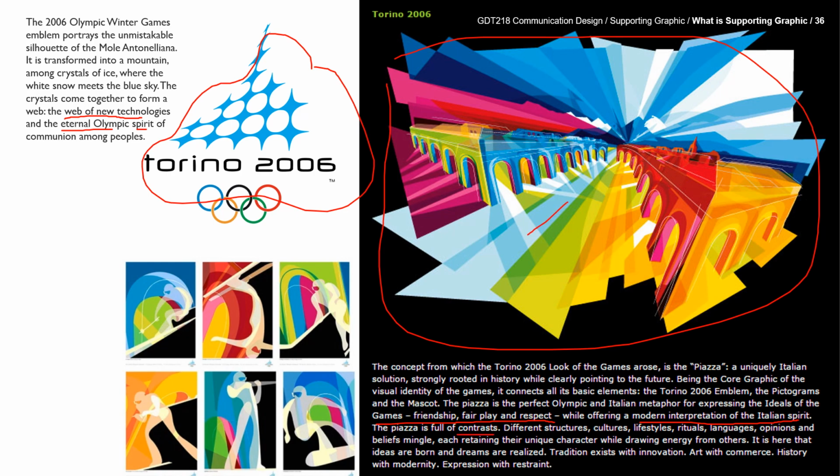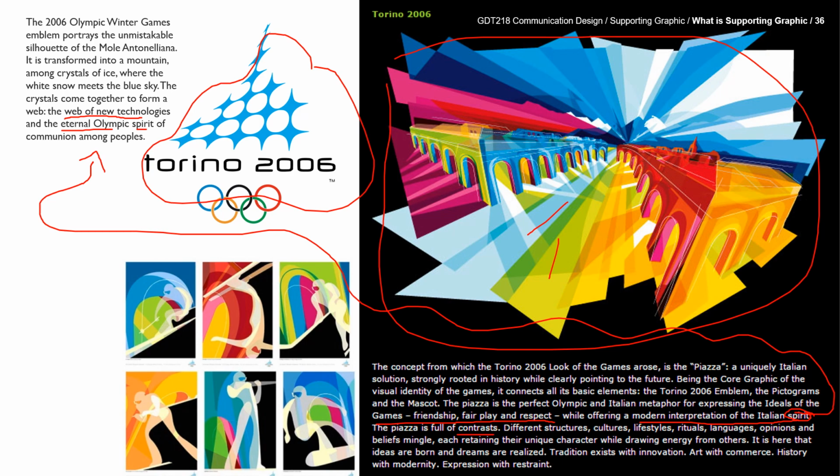Okay, we can see the blue, green, yellow, magenta, even cyan colors here, and the different structure, culture, lifestyle, ritual, language, opinion and belief mingle, each retaining their unique character while drawing energy from others. It is here that ideas are born and dreams are realized. Tradition coexists with innovation, art with commerce, history with modernity, expression with restraint. So the spirit here, we are talking about the spirit of communion among people.